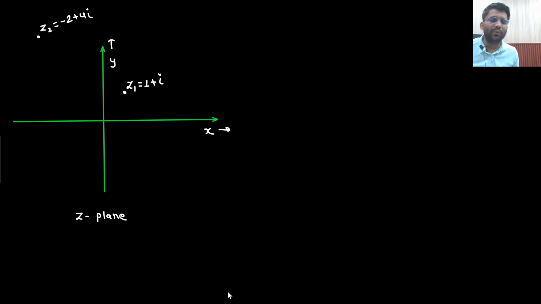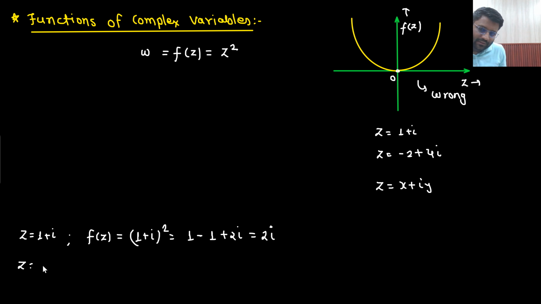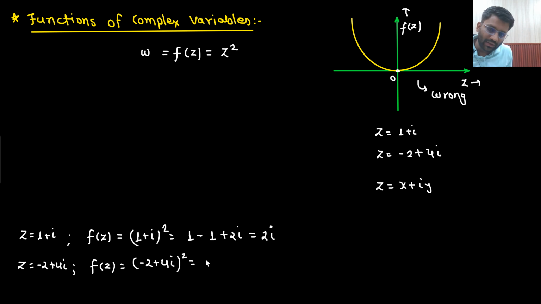So to represent 2 iota, what do you need? You again need 2 axes. 2 iota you are getting, so 2 iota you will represent here. This is your 2 iota. Right? If your z is minus 2 plus 4 iota, what is the value of f of z? Minus 2 plus 4 iota whole square, because f of z is z square only. So minus 2 plus 4 iota whole square, what would that be? a square plus b square plus 2ab.